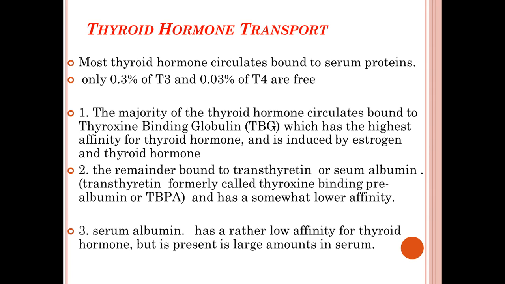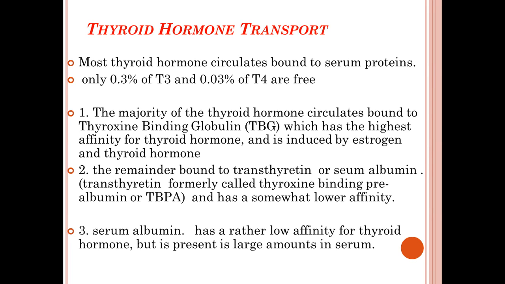For the transport of the thyroid hormone, we know that it needs a binding protein. Only about 0.3 percent of the T3 and 0.03 percent of the T4 are free. So most of the thyroid hormone is protein bound. We have three types of binding protein. The main one is the thyroxine binding globulin, which is specific from its name. It has the highest affinity for thyroid hormone.